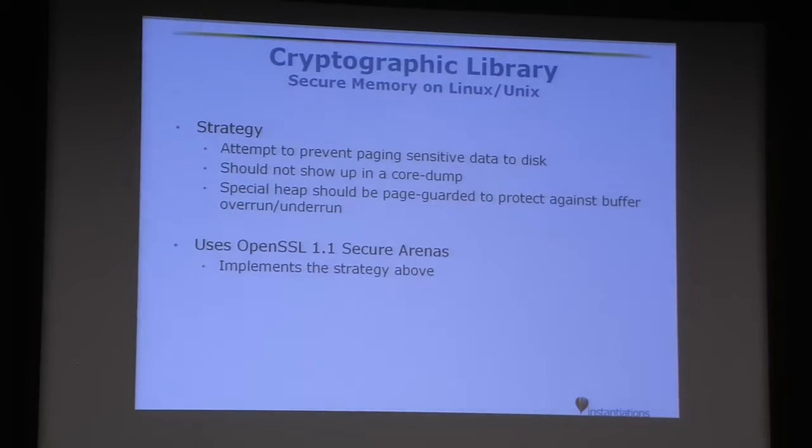So the strategy for Linux and Unix is to use OpenSSL 1.1's new secure arenas. There's a special section of heap that is pinned to RAM. It's page guarded on either side, protecting from wandering pointers coming in from either side. If they hit those, it'll segfault, which will terminate the application. It's also prevented from showing up in core dumps on all the platforms we support.